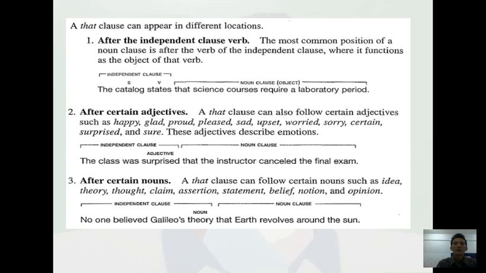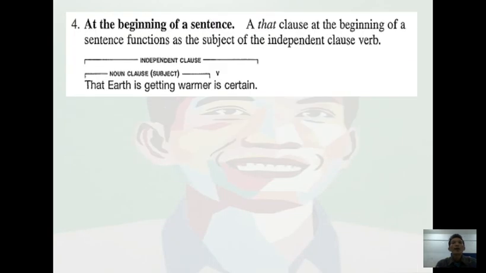Okay. Next, at the beginning of the sentence, it functions as a subject. That clause at the beginning of a sentence functions as the subject of the independent clause. Like, is certain, it is independent. The Earth is getting warmer. Okay, the noun clause that Earth is getting warmer is the function of the subject, independent clause.